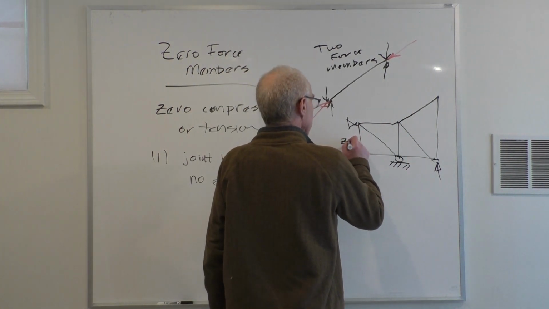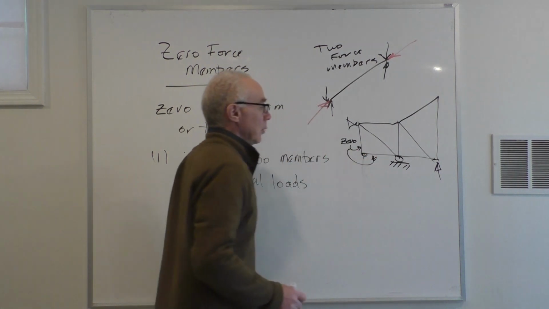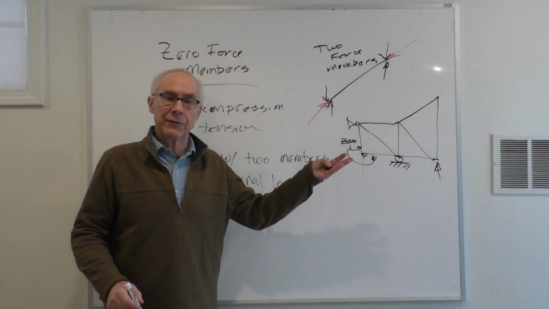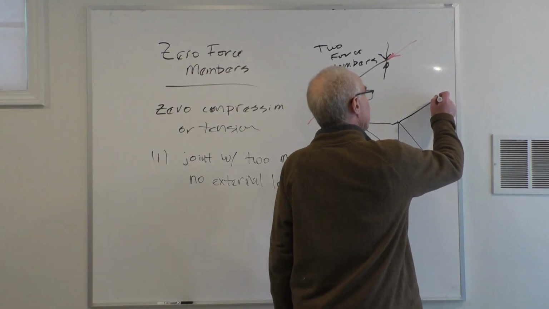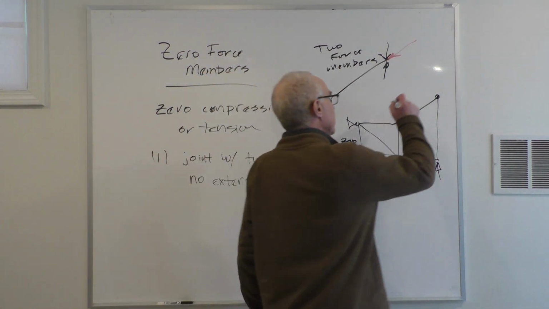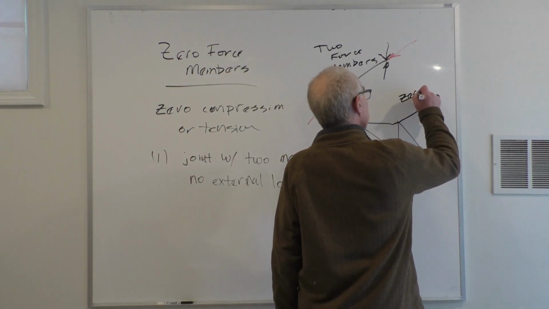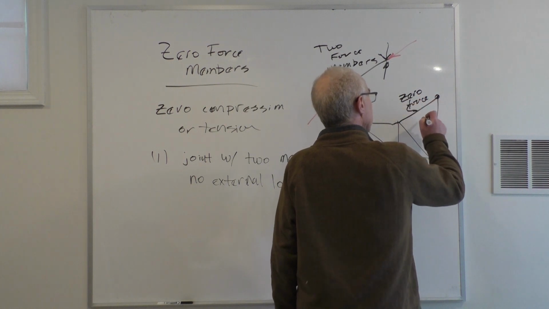One other location. Look at it for a second, see if you can find it. Yes, hopefully you did. Here's another joint. Two members, no external load. So these are zero force. Here's one, and here's another.